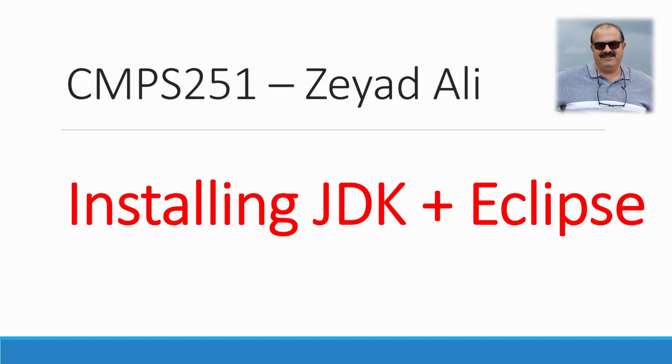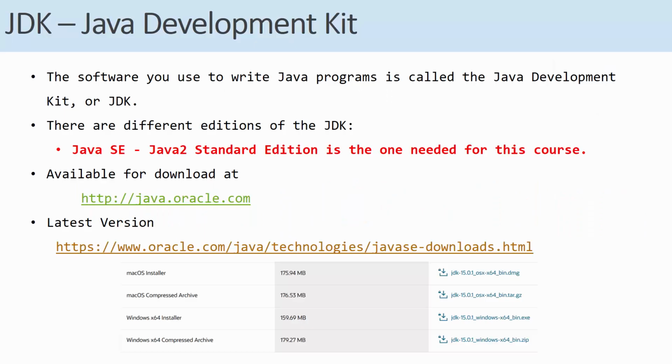In this tutorial, we'll see how to install JDK, Java Development Kit, and Eclipse IDE. JDK or Java Development Kit is the software you're going to need and use to write your Java programs. There are multiple versions of JDK. The one you need in this course is called Java Standard Edition. All Java software is available for download at java.oracle.com.